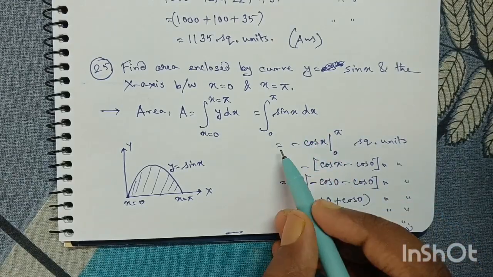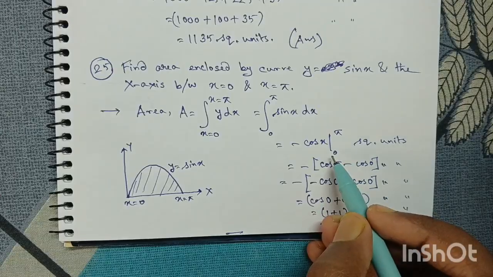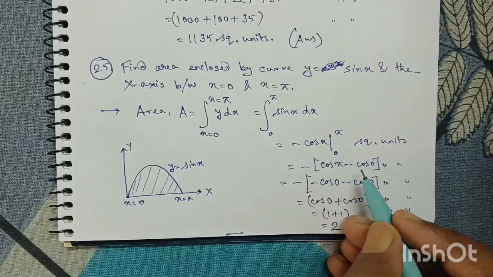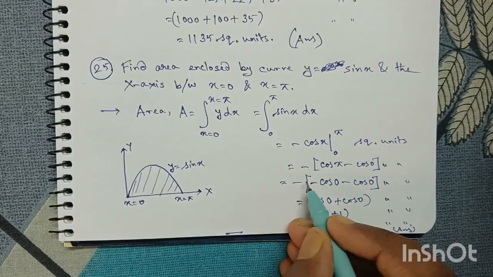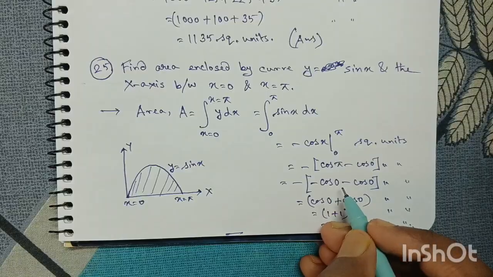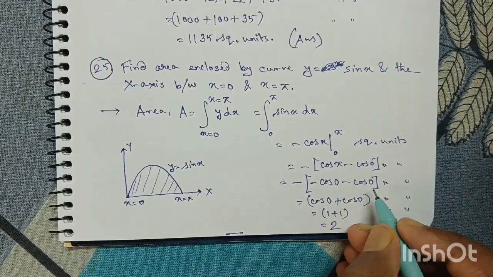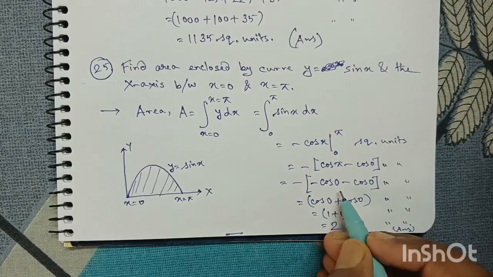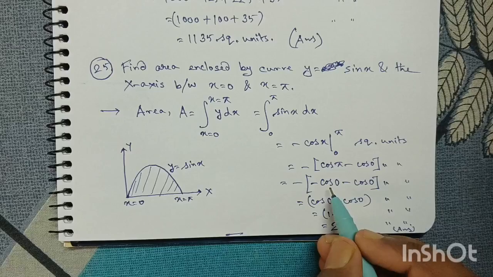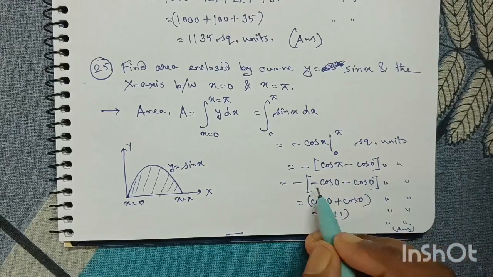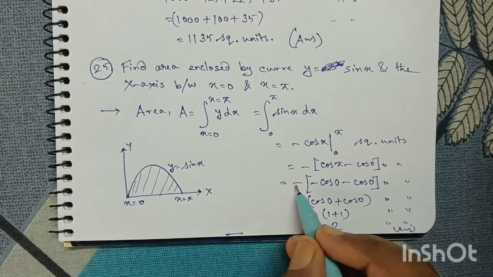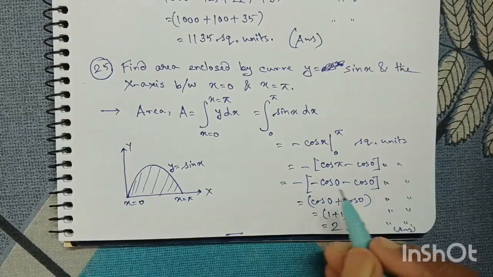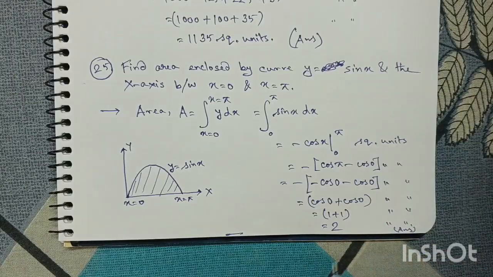Now integrating it, we get minus cos x, where x runs from 0 to pi, in square units since it is the area, is equal to minus of cos pi minus cos 0 square units. So cos 0 is equal to 1. Inside the bracket it is minus 1 minus 1, so it is minus 2, and outside the bracket there is another minus, so it will be plus 2, that is 2 square units.